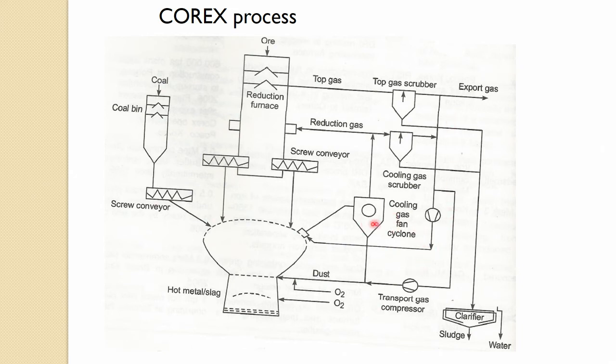So, this is a typical diagram of the COREX process, and as I said, this is one of the most popular commercialized smelting reduction processes nowadays, which is having a few plants in some of the countries. However, the productivity is not as high as the blast furnace.